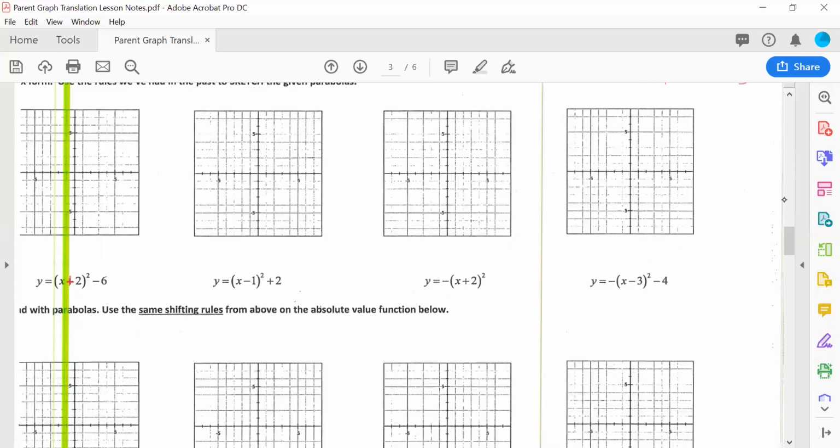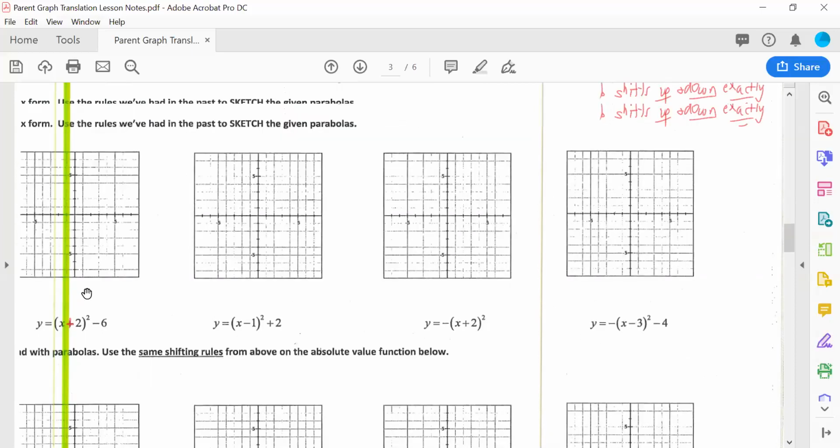So first, recognize what the parent graph is. What does the graph look like? Is it a V? Is it a parabola? Is it a wiggle? Is it a square root function? Well, it's a parabola. Why? Because I see x squared. But this parabola is shifting. Good news, everybody. You've done this before.